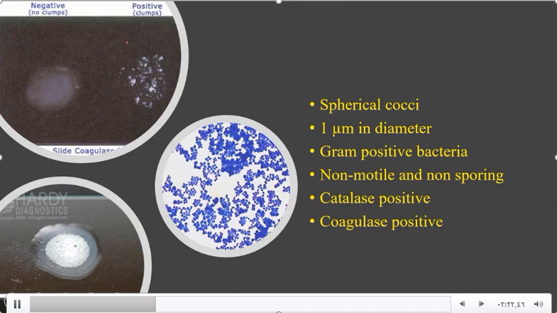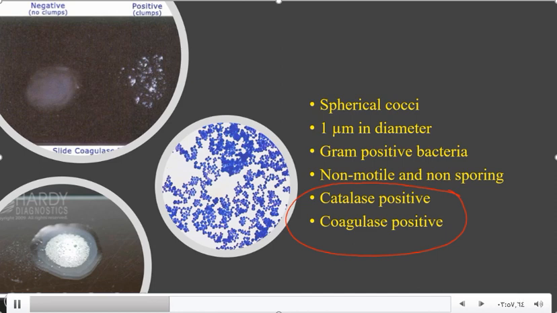Staphylococci are spherical in shape, about 1 micrometer in diameter. They are gram positive bacteria. They are non-motile and non-sporing, which means they do not have flagella and do not produce spores. Similarly, Staphylococcus aureus has distinguishing characteristics: it is catalase positive and coagulase positive.